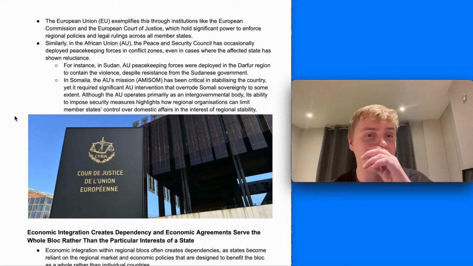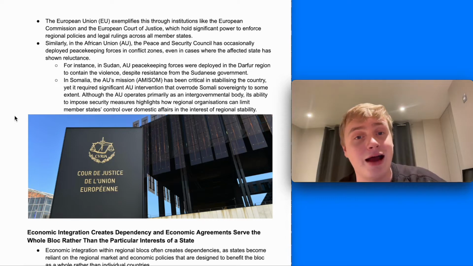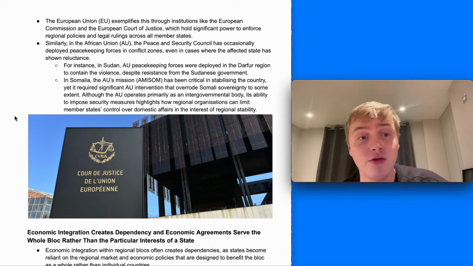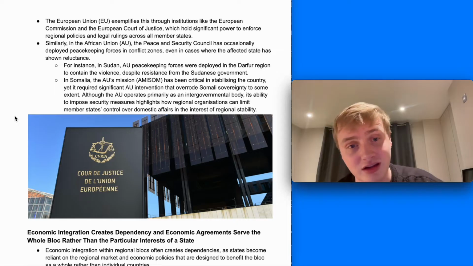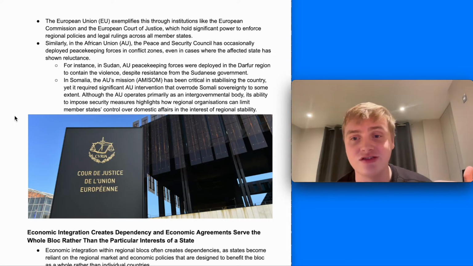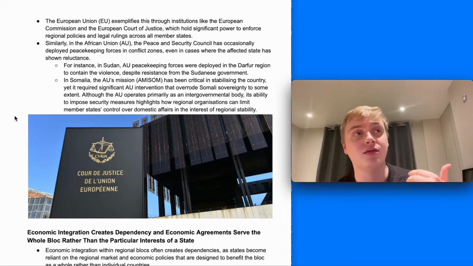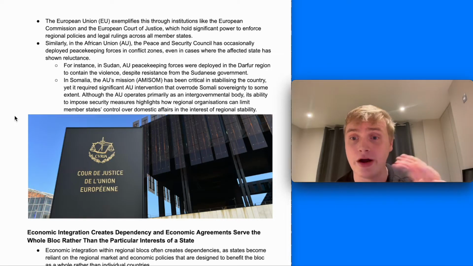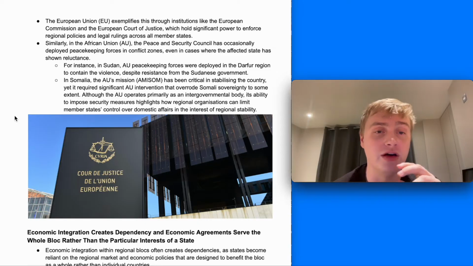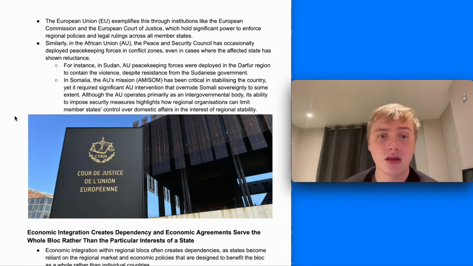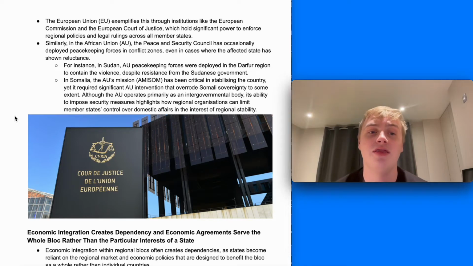And the same can be said of the Peace and Security Council within the African Union, which has occasionally deployed peacekeeping forces in conflict zones, even in cases where the affected state has shown reluctance. That's the only part of the African Union that can be seen as supranational. So in Sudan, peacekeeping forces were deployed in the Darfur region to contain the violence despite resistance from the Sudanese government. So it overruled those national sovereignty concerns by the Sudanese government, as effectively regional stability was prioritised to try and prevent the conflict continuing to spill over into other countries. And it's exactly the same in the African Union's mission in Somalia, which was ultimately relatively successful.